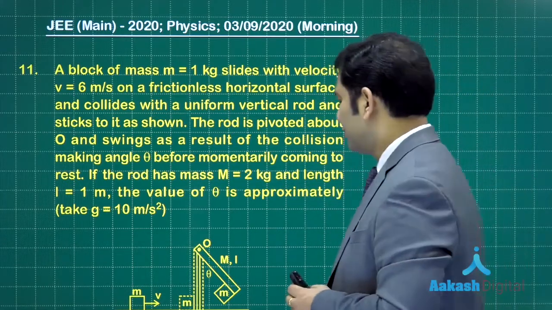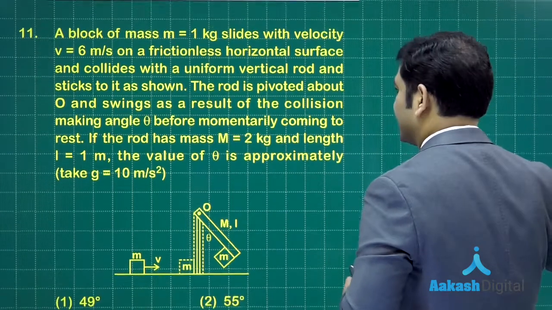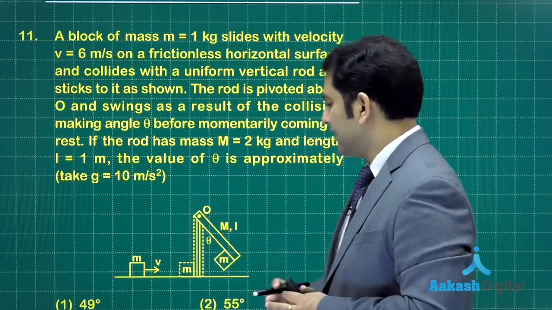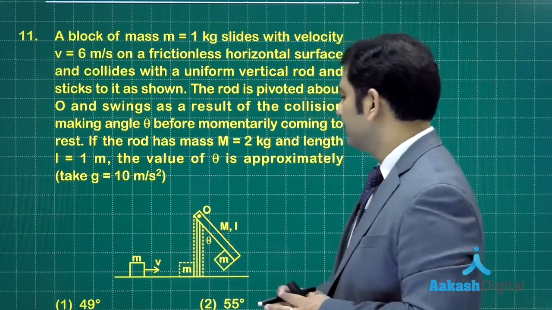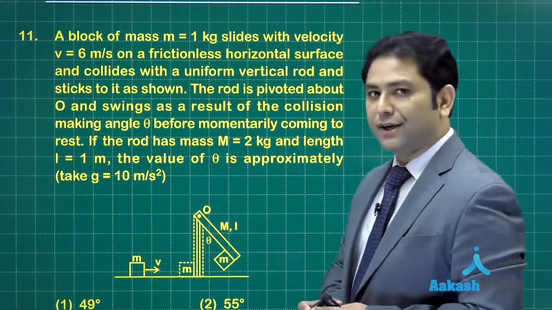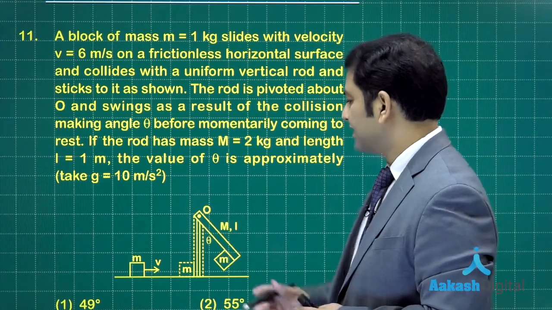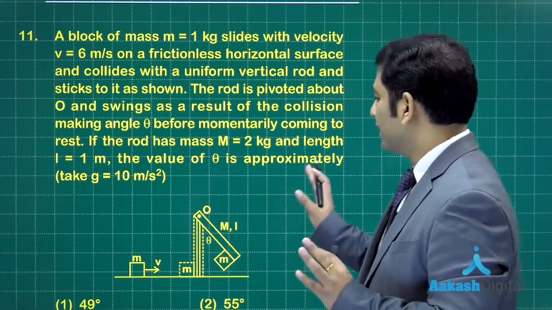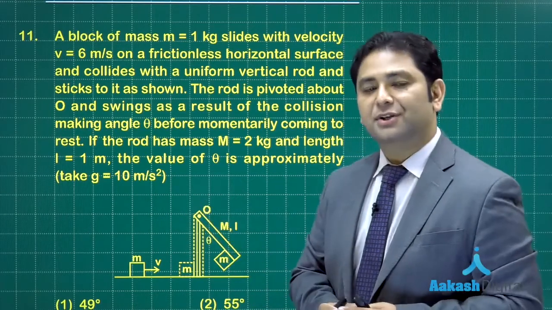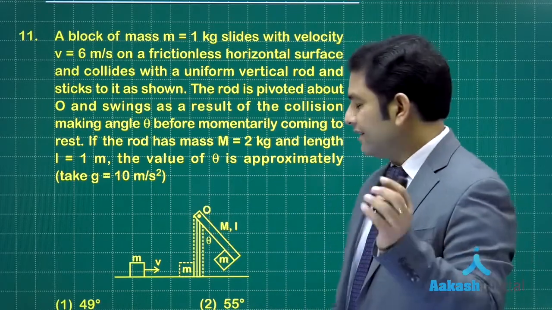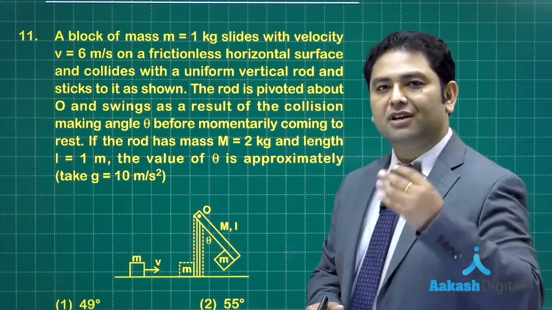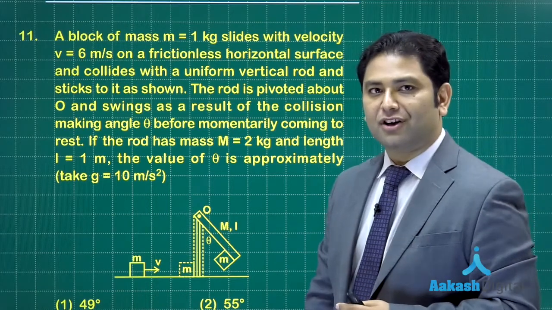It is through the topic of rotation, where conservation principles have to be applied. There is a block of mass m initially moving with a speed v, and initially there is a rod which is hanging vertically and it is hinged at this particular point. Now all the parameters are given, the mass of rod, mass of the block, but let me work in terms of variables. And then what the question says is that as the block comes and hits, the block sticks to one end of the rod.